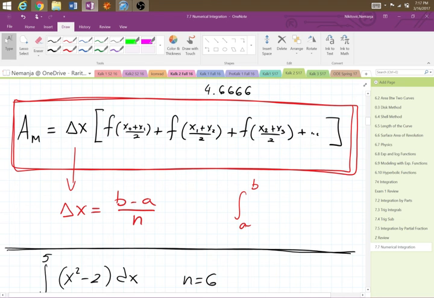All right, so that's it for today. Next time we're talking about improper integrals. Very important section. And if we have time, we'll do the differential equations.